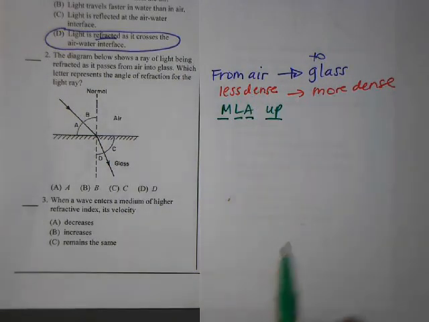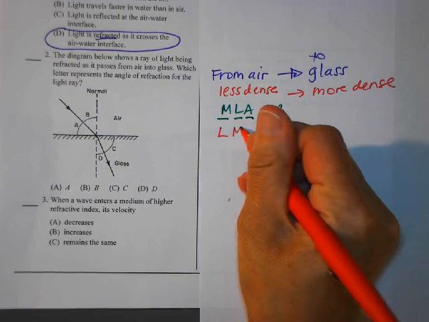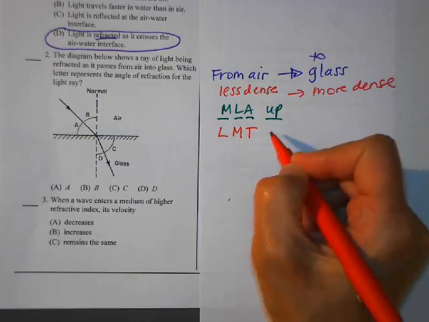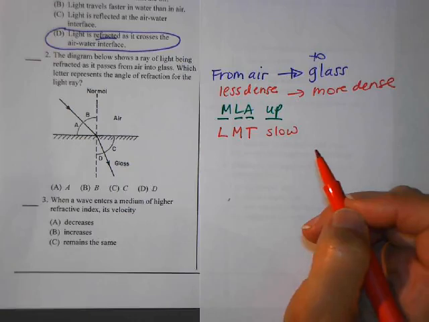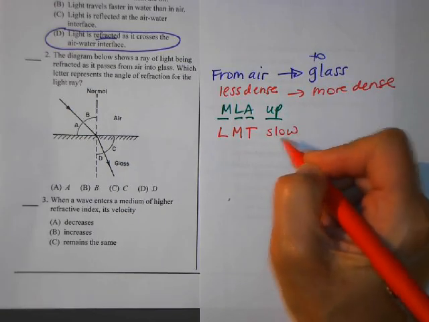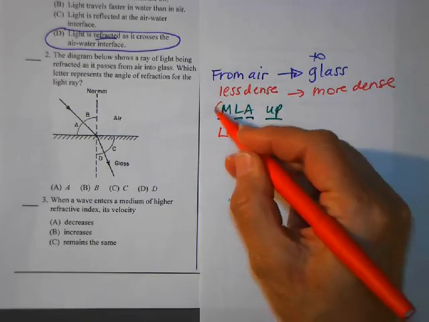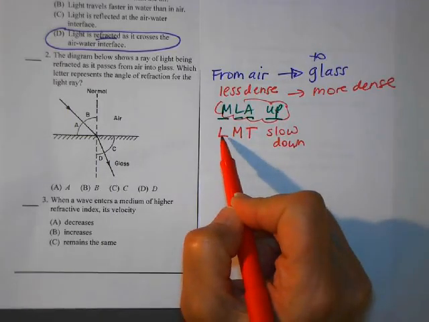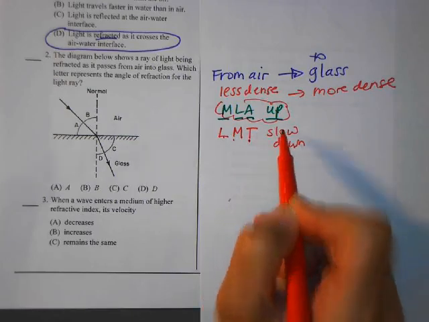We're going from a less dense to a more dense. So whatever the opposite of this is, so instead of M, it would be L. Instead of L, it would be M. Instead of away from, we have T for towards, and instead of speed up, it's going to be slow down. So this is up, this is down. Whatever this is, this is what you memorize, this is the opposite. So in this case, we're going from a less dense to a more dense. We're going to bend toward the normal and we're going to slow down.